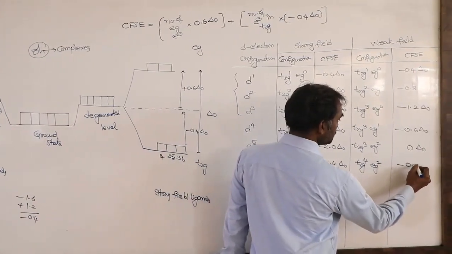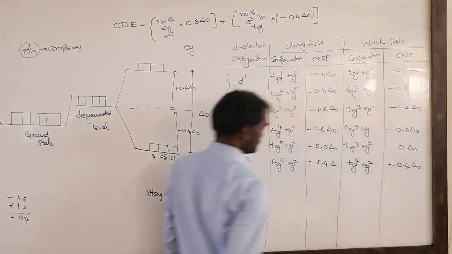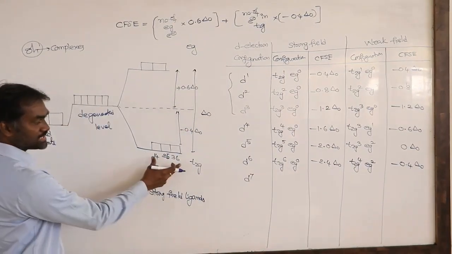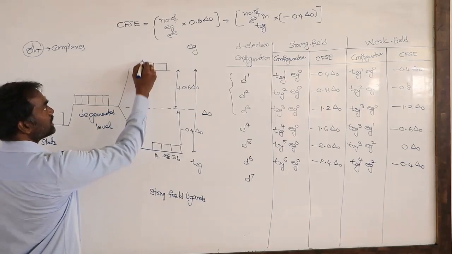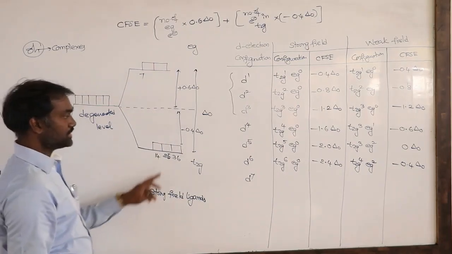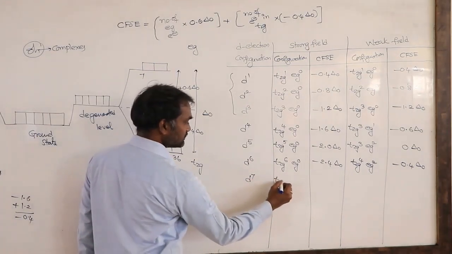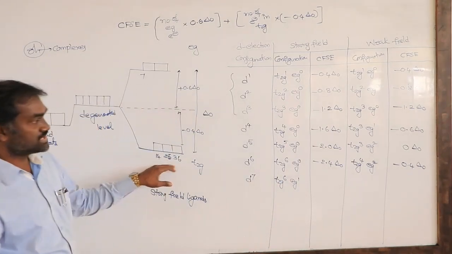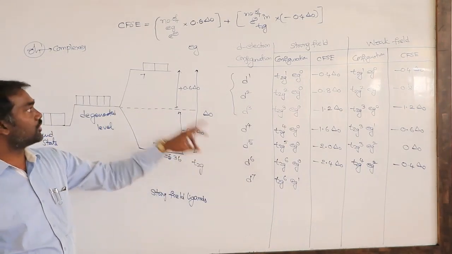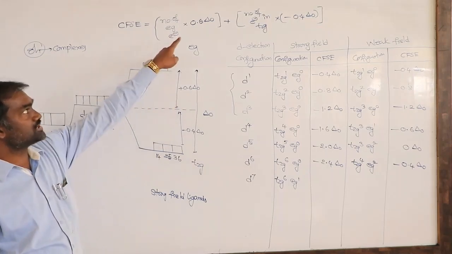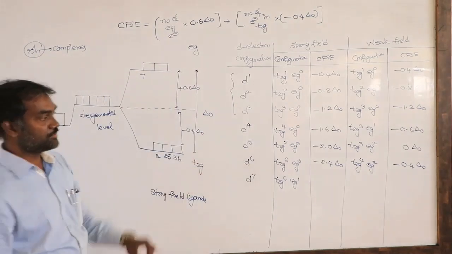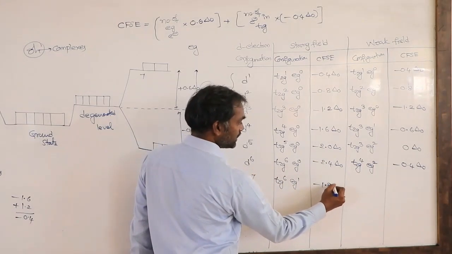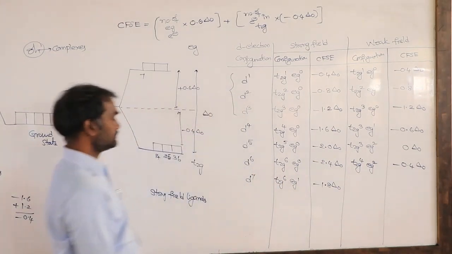So minus 0.4 delta 0. Next d7. 7 means already 6 are filled. So the 7th one is coming to here. So that means t2g6 eg1. So t2g6 means minus 2.4. So here 1 electron plus 0.6. So that means here minus 1.8 delta 0.